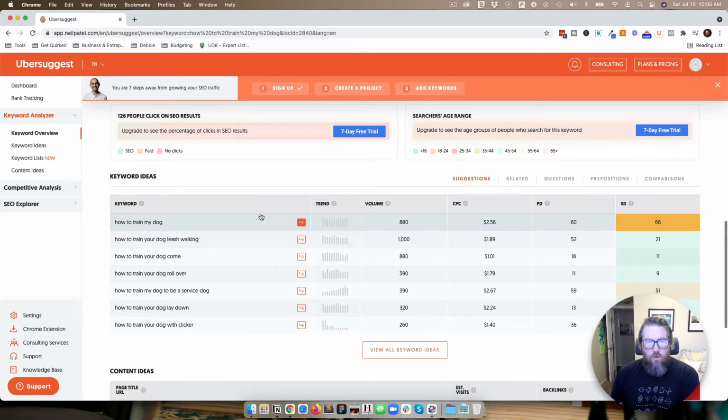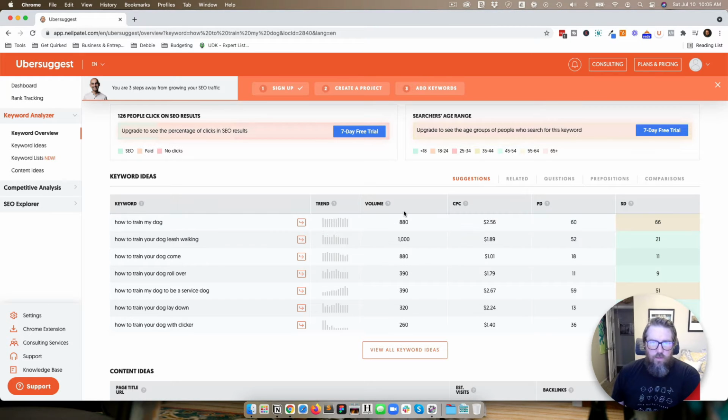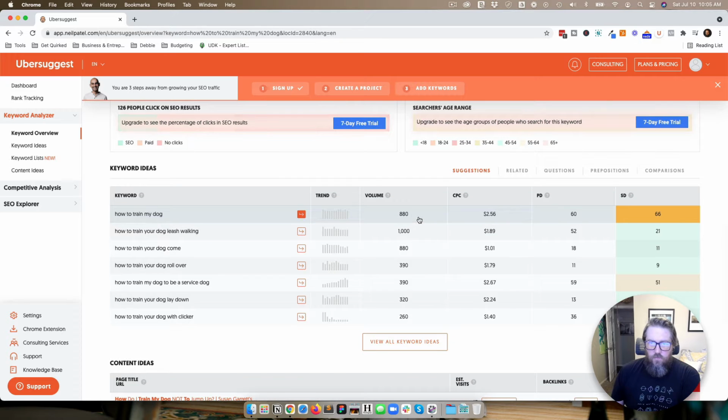So what we look at though is the keyword that we typed in, how to train my dog. And that is what should show up first, because these are ideas, right? So what we look at then is the volume, how many people are searching on average during any given month. And this is an average, so take it with a grain of salt, but it's usually over the last 3 months or so, taken at that average scale. So we've got 880 on average people searching for the exact phrase of how to train my dog.